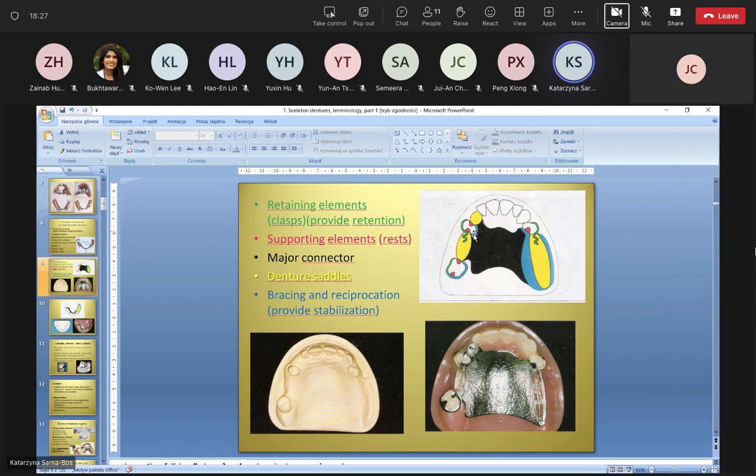Then we see the yellow one, the denture saddles. And last but not least, the bracing and reciprocation elements. These are the blue ones, and those elements provide the stabilization of the denture. And what about the lower one? Next slide.